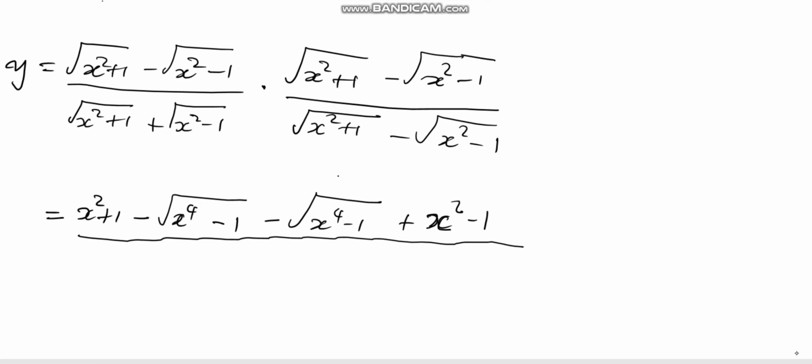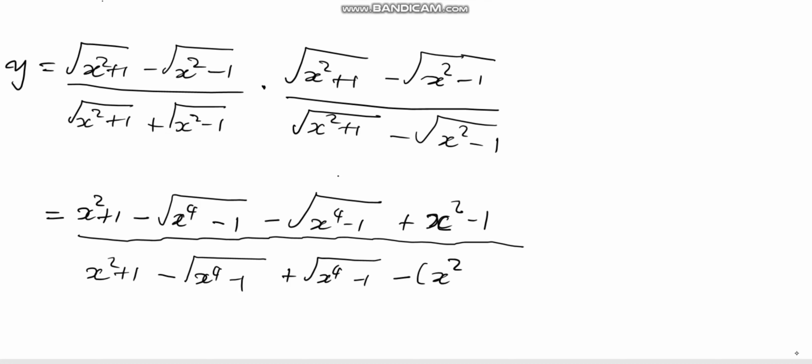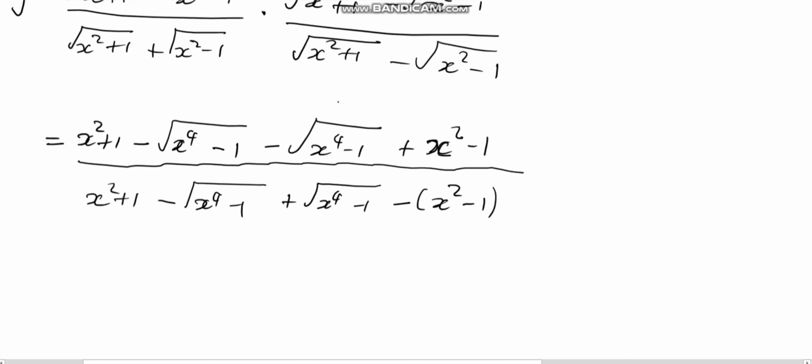So x squared, the root of x squared plus 1 multiplied by the root of x squared plus 1, we're simply going to have x squared plus 1. Then this multiplied by that term, we're going to have negative the root of x to the power 4 minus 1. Then when we multiply this plus this here, we're going to get plus the root of x to the power 4 minus 1, then minus x squared minus 1 like this here. So we'll go ahead and simplify that expression further.